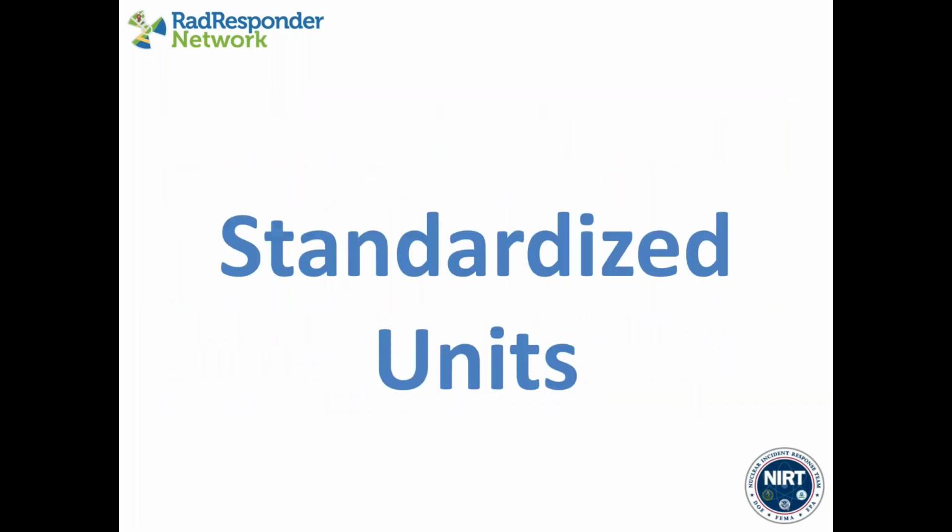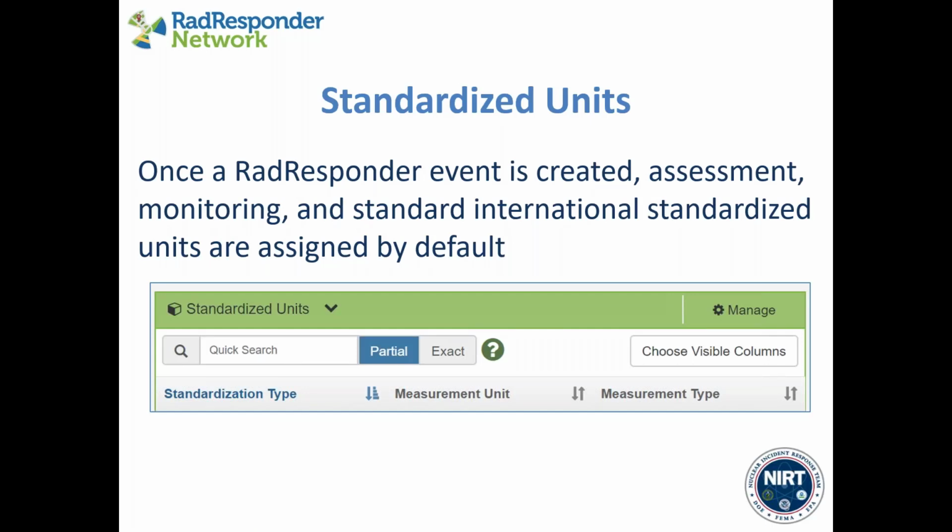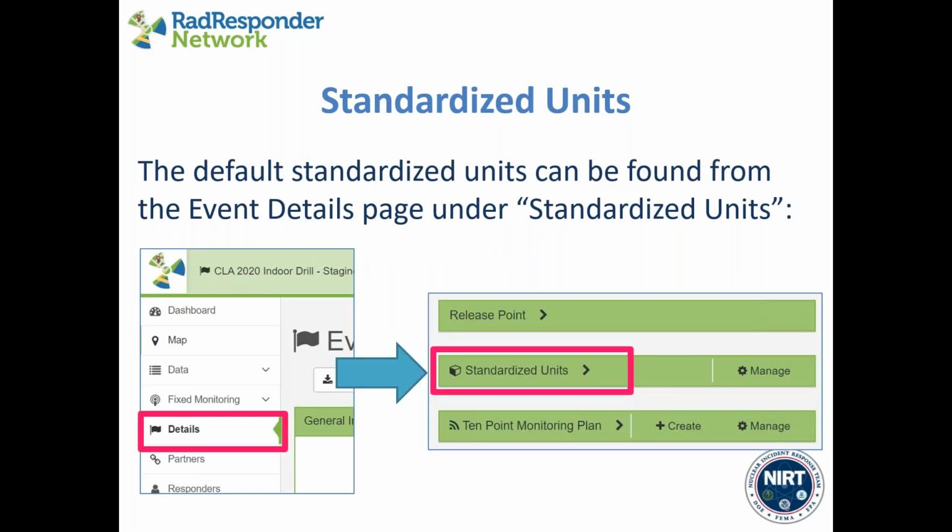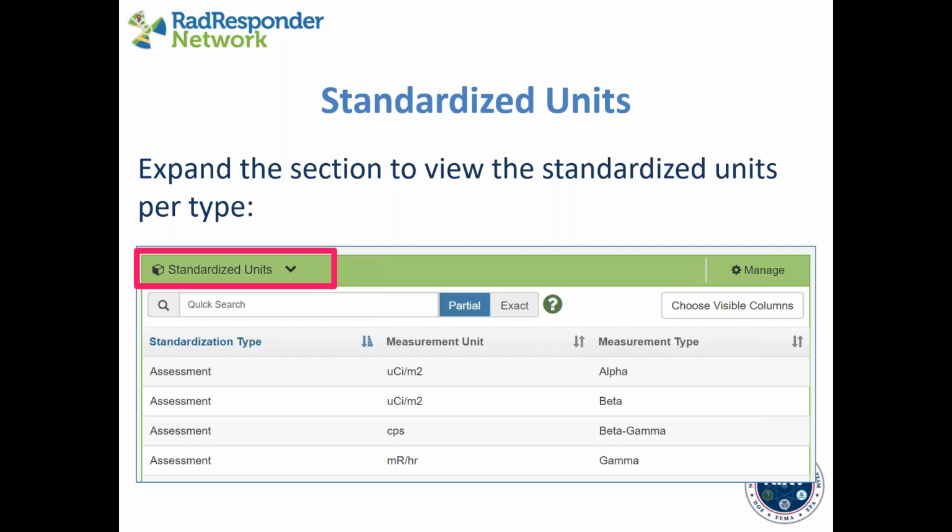We'll start by going over the standardized units and the default ones that are added to your events. So for each RadResponder event, the assessment, monitoring, and standard international standardized units are assigned by default. And these default standardized units can be found from the event details page under the standardized units section, which you can see highlighted in pink here. Once you expand the standardized units section, you will be able to see the standardization type, the measurement unit, and the measurement type.